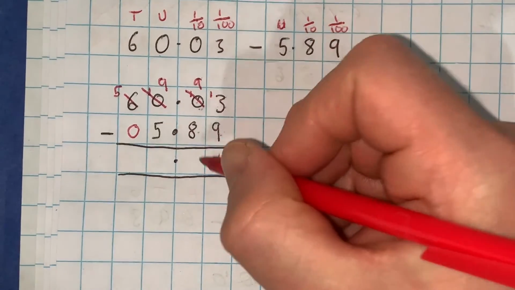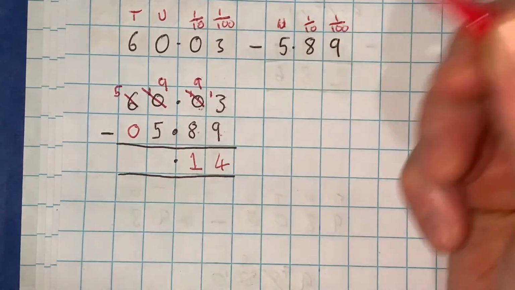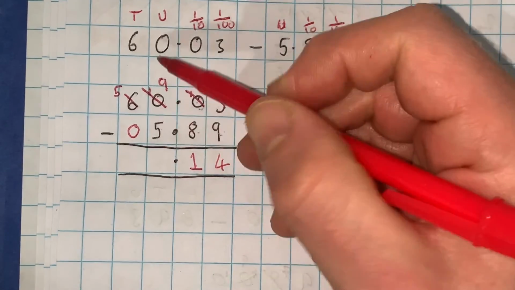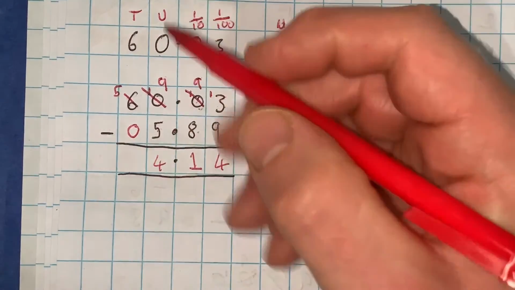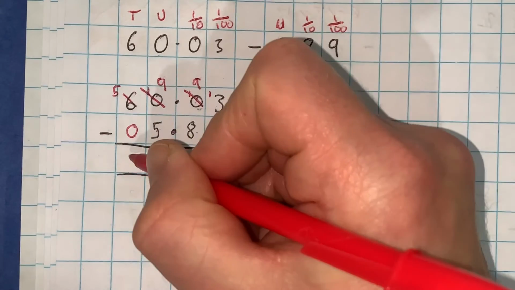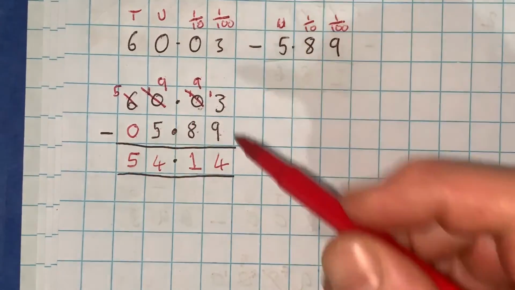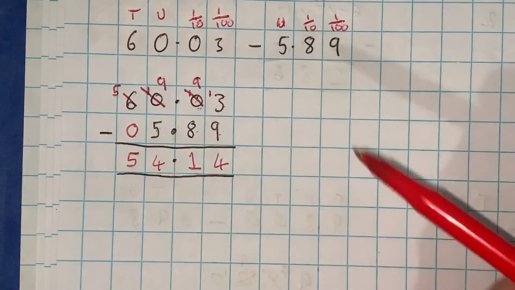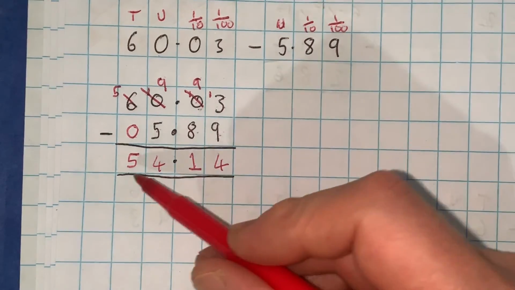9 take away 8, I can do, that gives me 1. 9 take away 5, I can do, that gives me 4. And then finally 5 take away nothing gives me 5. So a little bit complicated with our borrowing, so take your time. My final answer, 54.14.